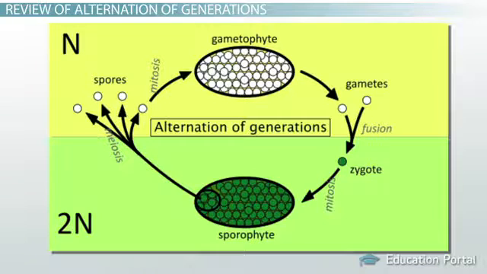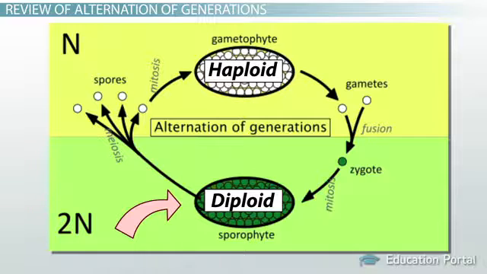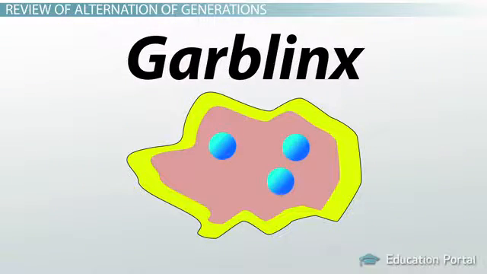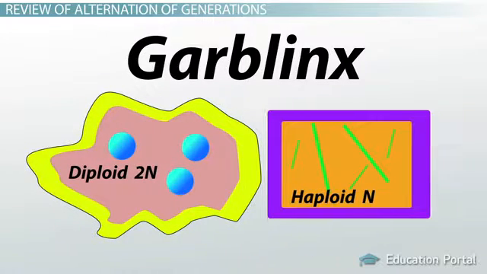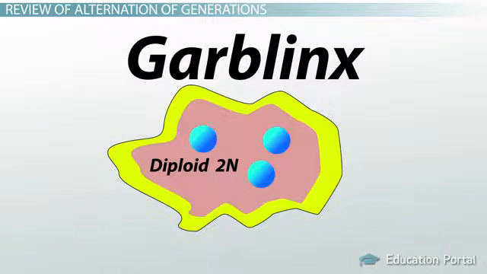We can see in this diagram that the life cycle is broken into N on the top and 2N on the bottom. Remember that the gametophyte contains haploid cells and that the sporophyte contains diploid cells. Previously, we also used the garb links to illustrate the oddity of this. Remember that the diploid or 2N organism looks like this. However, when it moves into the haploid stage, the garb links looks completely different. Two of these haploid organisms will get together and mate in order to produce a new 2N organism that looks similar to our first garb links. This garb links will then eventually produce a new haploid organism and so on.